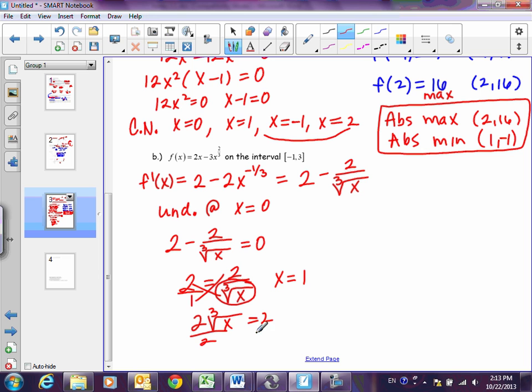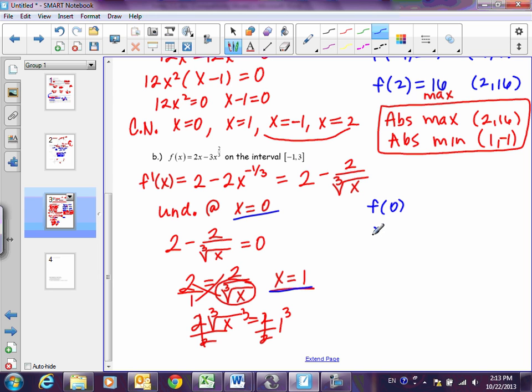You could divide. That makes 1, and then you could cube both sides. Okay, either way, you're going to get x equals 1. And this is all algebra stuff. All right, so we have x equals 0. We have x equals 1.